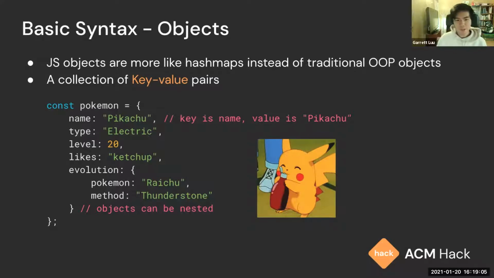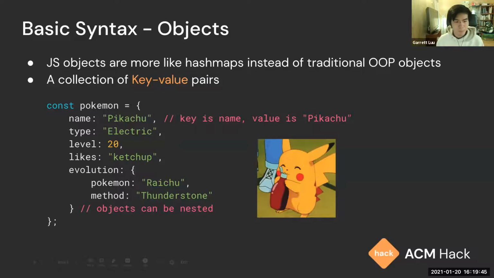So here's an example. We define a Pokemon to be a set of these attributes. So name is the key, value is Pikachu. So we can access pokemon bracket name or pokemon dot name, and that'll give us Pikachu. And here I just showed that you can have different fields, and these fields can be of any type. So here I have a few strings, I have a number here, and objects themselves can be nested. So in this evolution field, we have another object, and then this is another set of key value pairs.